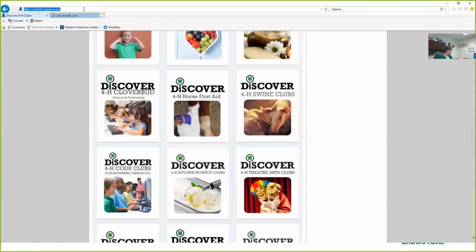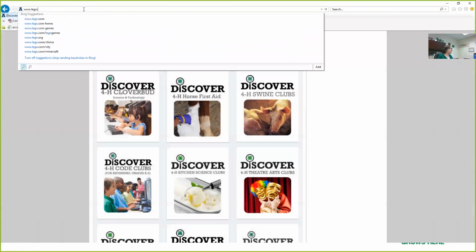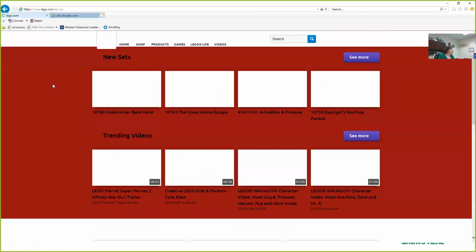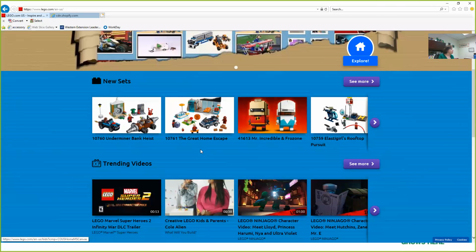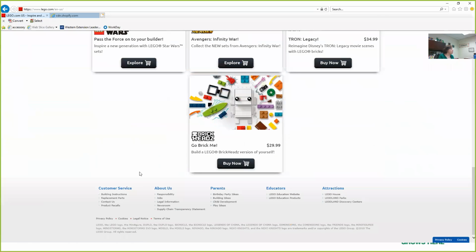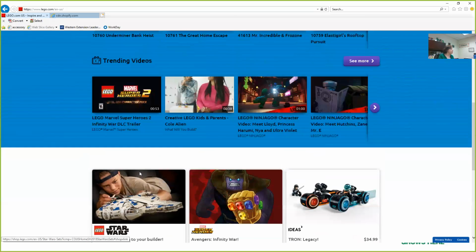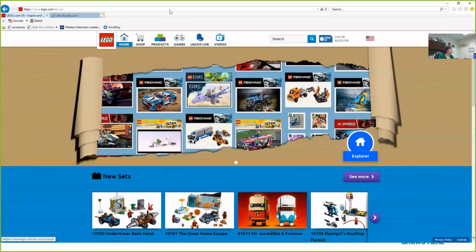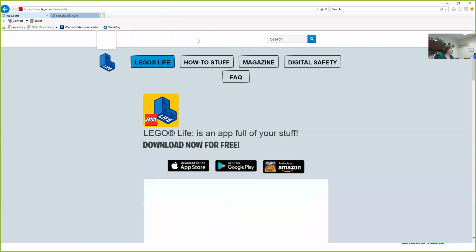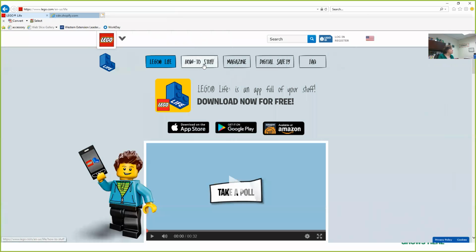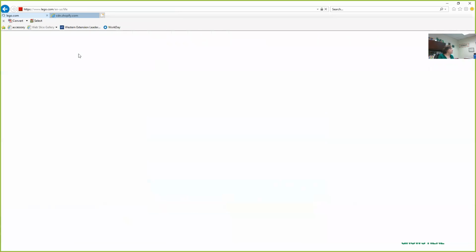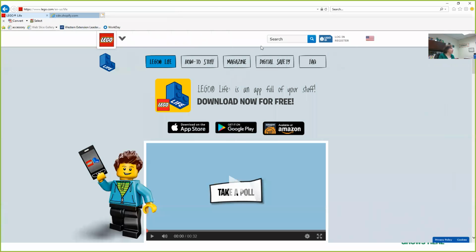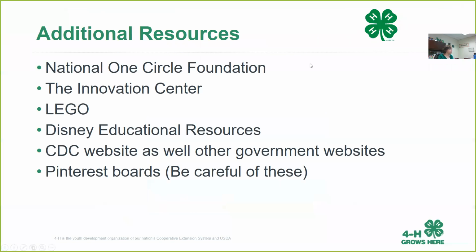So let me see if I can find that. I know that you don't have to necessarily purchase the materials, it seems like. I'm not seeing it right now. But if you play around with that Lego website, they do have some good materials there.